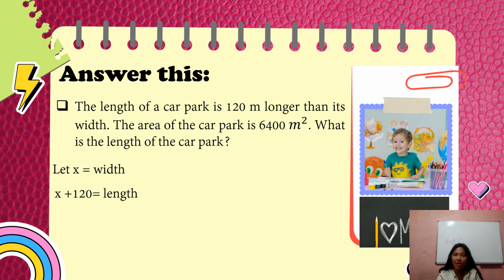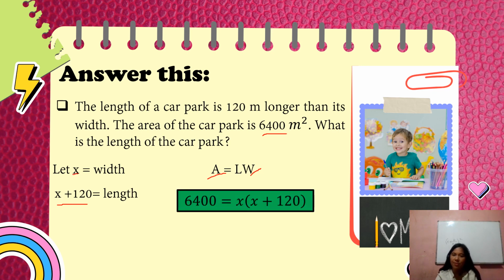Remember that ang given dito is area. Ano bang formula ng area ng isang rectangle? Area is length times width. Okay. Ngayon, substitution na tayo. What is the area given? The area given is 6,400. So, palitan natin siya dito ng 6,400. Tapos, yung length magiging x plus 120. Yung width naman magiging x. Okay? So, there you go.